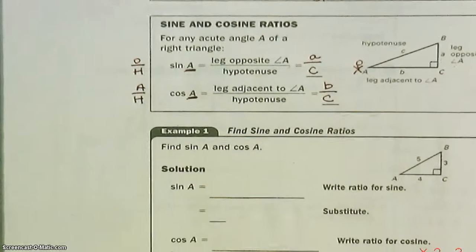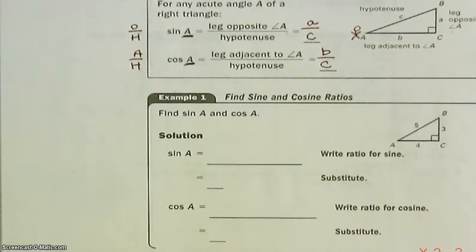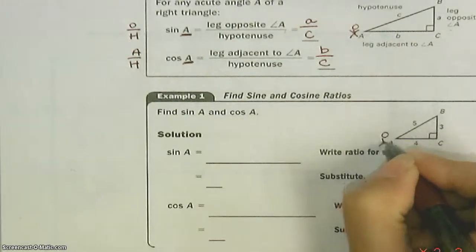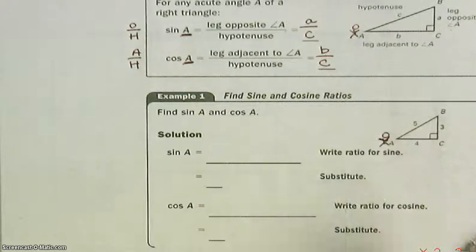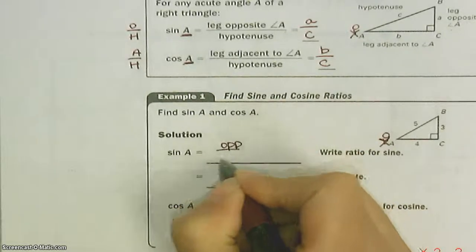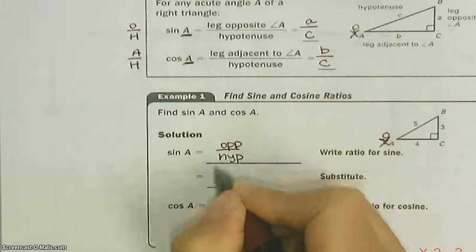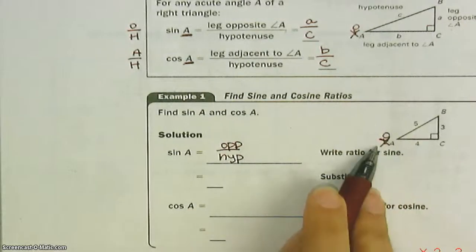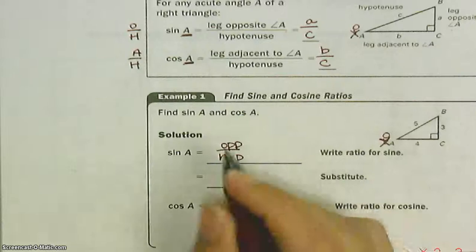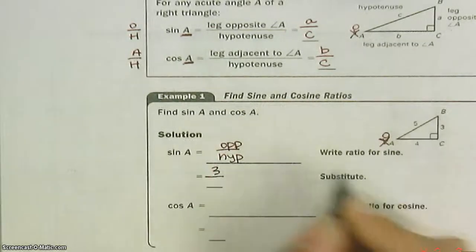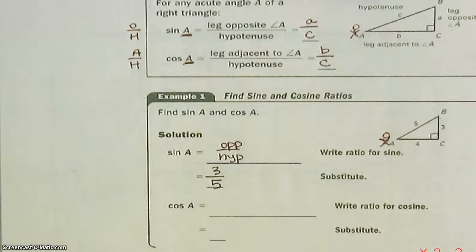So now we're going to practice cosine of A and sine of A. So this is where we're standing. We're standing at A. So draw yourself standing at A. So sine is opposite over hypotenuse. So opposite of where we're standing, what side is opposite? The opposite side is 3. And the hypotenuse, which is always across from the right angle, is 5.